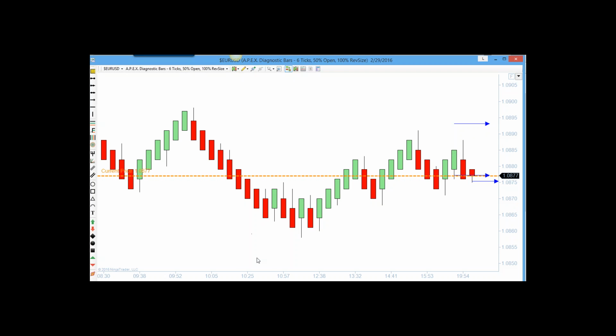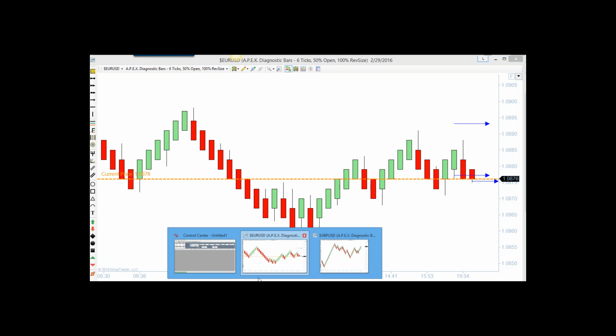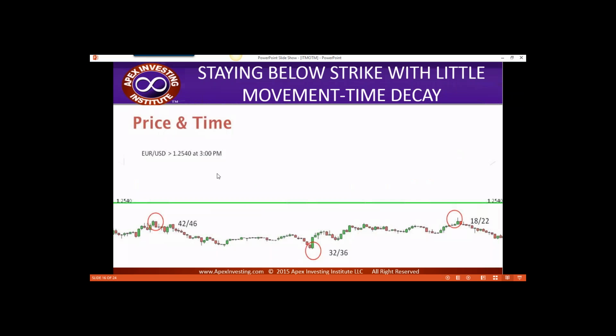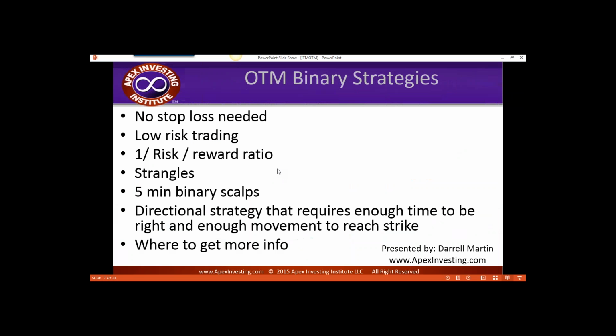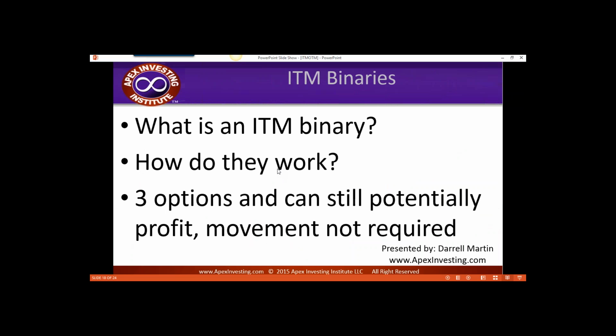Okay. All right. So we've covered at the money binaries. We've talked about out of the money binaries. I showed you where you can get some information on the Apex website of some different strategies and systems to use for out of the money. So there's one more left here. It's called in the money binaries. Honestly, this is going to be the easiest one to explain to you because you probably already know the answer. You know what it is already.